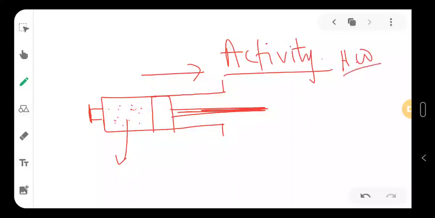You have to try and you have to write about it. What is your observation, and why do you think it is happening? Okay, so this is your activity or homework, you can say.